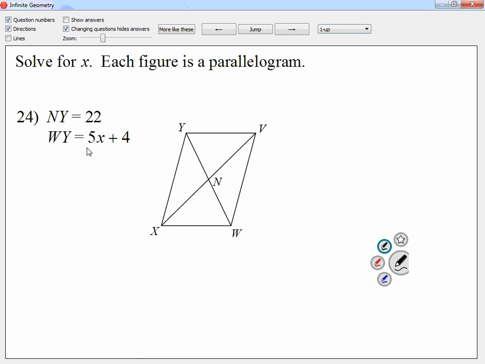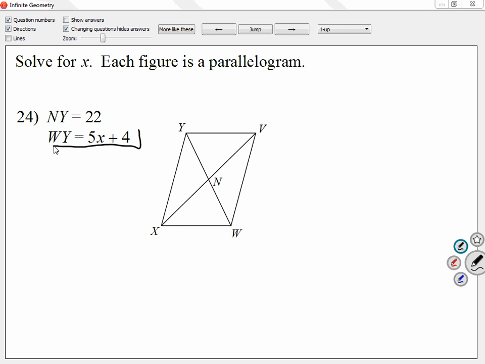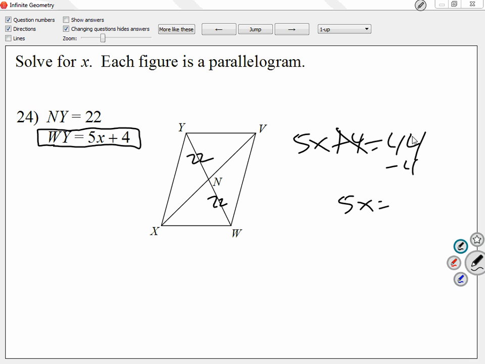24. What I suggest is look at what you need. I'm looking at WY, the whole thing. And I know that NY is 22. How big is the whole WY? 44. So this is 22. We're going to say 5x plus 4 is equal to 44. My plus 4, you bring it as a minus 4. How much is 44 minus 4? 40. If 5x equals 40, x equals 8.